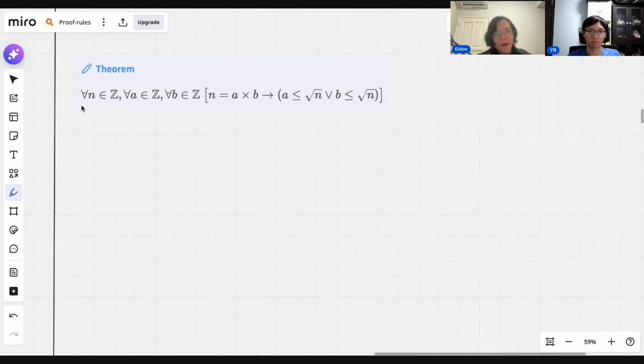This is saying for all integers. Okay, for all, intuitively, what it's trying to say is that if you go through every possible value of n and go through every a, b, if you can factor n into a times b, so in other words, any possible factoring of a times b, it must be the case that either a is less than or equal to square root n, or b is less than or equal to square root n.